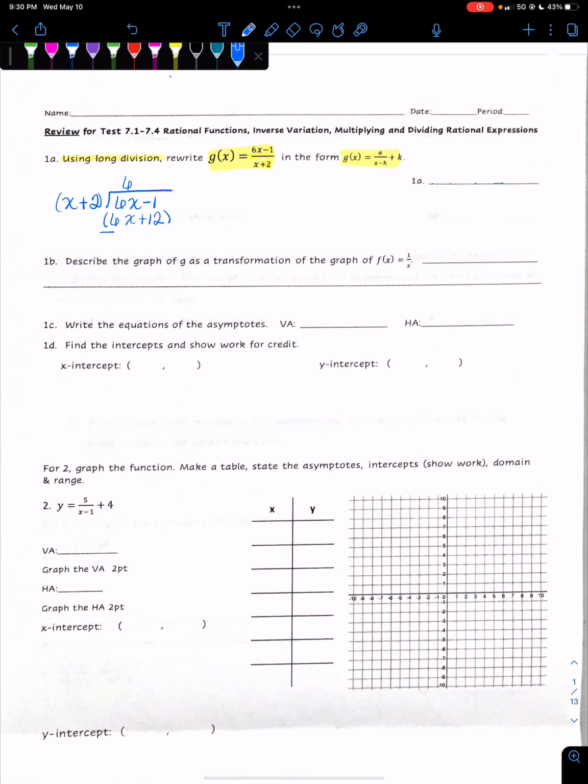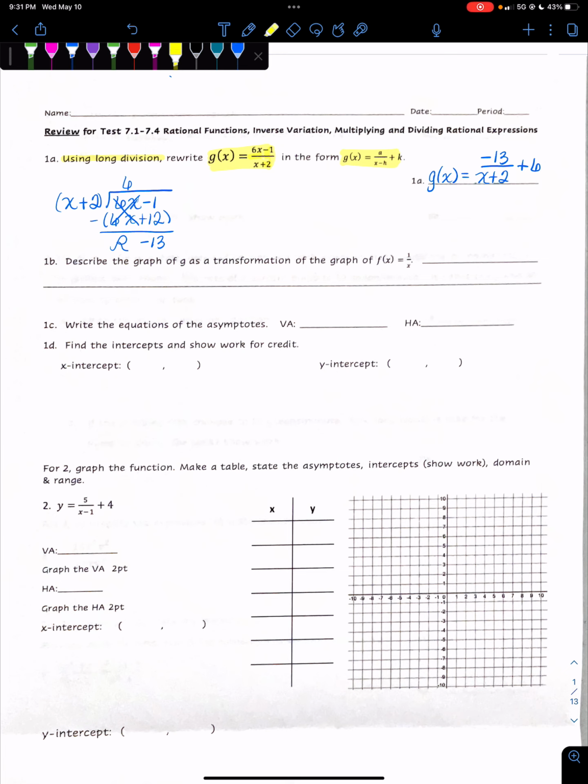Now, just like we do in long division, we subtract these two polynomials. 6x minus 6x, well, that cancels out. Negative 1 minus positive 12 gives me negative 13. That becomes our remainder. So when we write this in simple rational form, we can start with the name of our equation, which is g of x. You could also put y in place of g of x. So g of x is equal to negative 13 over x plus 2, and then our quotient, plus 6.